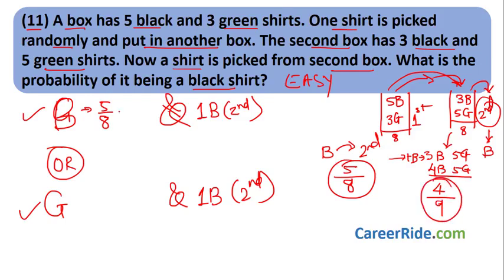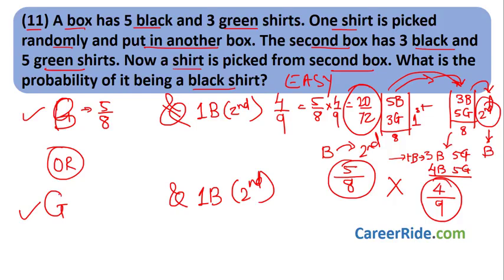So first you put one black shirt into the second box, then you choose the one black shirt from the second box. So the probability for this is 4 by 9, okay. Choosing one black shirt from the second box, total probability is how much? 5 by 8 multiplied by 4 by 9 would be 20 by 72 for the first scenario where you are choosing the black shirt, right from the start, from the first box.